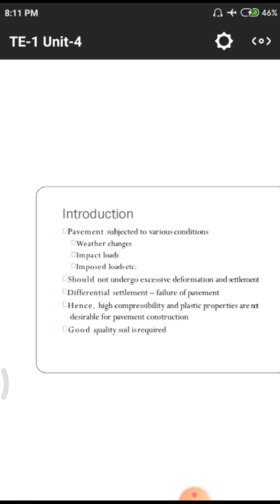We need to focus on the surrounding atmospheric conditions, topographical features and population variation. All those things are involved in this particular design of a road. First of all, we are having pavement subjected to various conditions. First one is the weather changes.